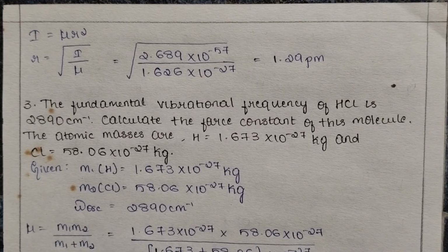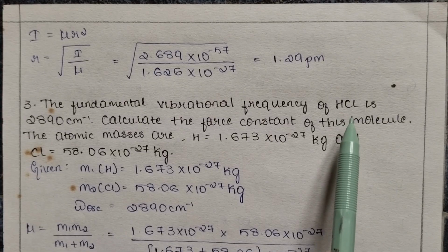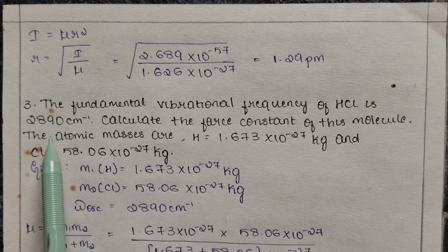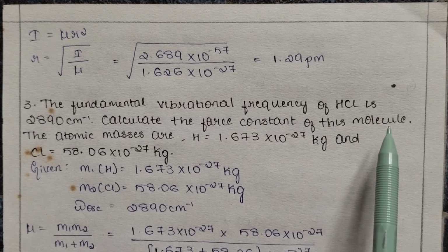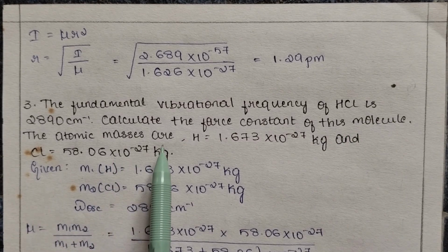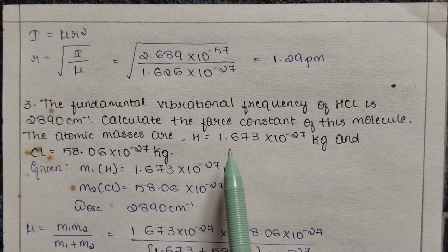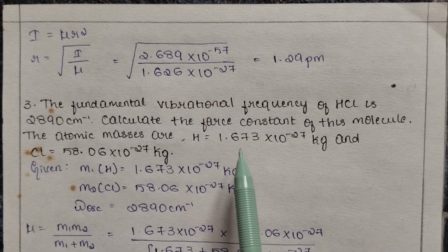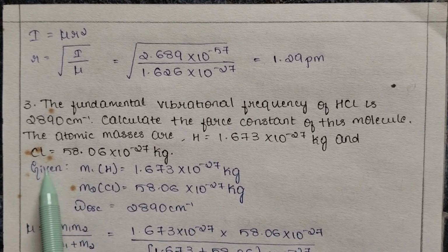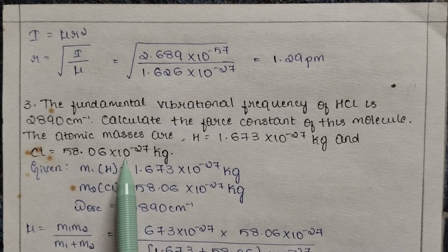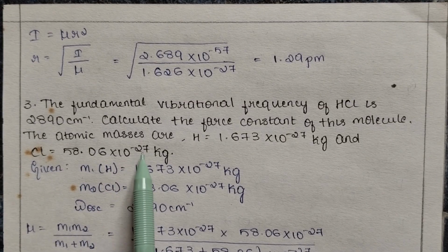Now, let's see the third question. The fundamental vibrational frequency of HCl is 2890 centimeter inverse. Calculate the force constant of this molecule, and the given atomic masses are, for H it is 1.673 into 10 to the power of minus 27 kg, and for chlorine it is 58.06 into 10 to the power of minus 27 kg.